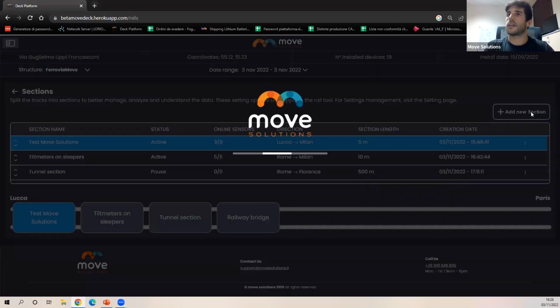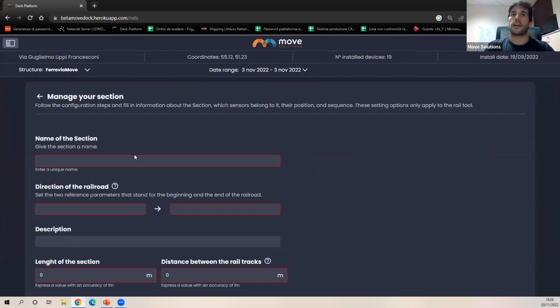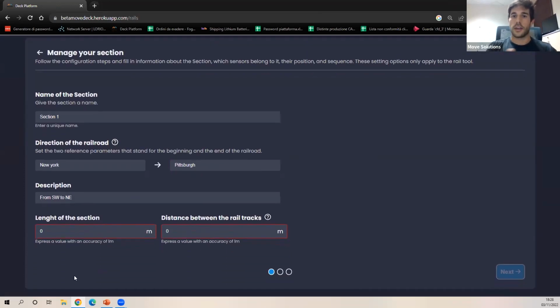If you go on the section page, you can, for example, add a new section. So I'll just try it out. There would be section 1. You have the possibility to set, for example, from New York to, I don't know, Pittsburgh. You can add a description. For example, typically you could say from southwest to northeast, just to understand where that railway track is going towards. You can add the length of that section in meters, might be 3,000 meters. Distance between the tracks would be 1 meter. And you just basically go on.